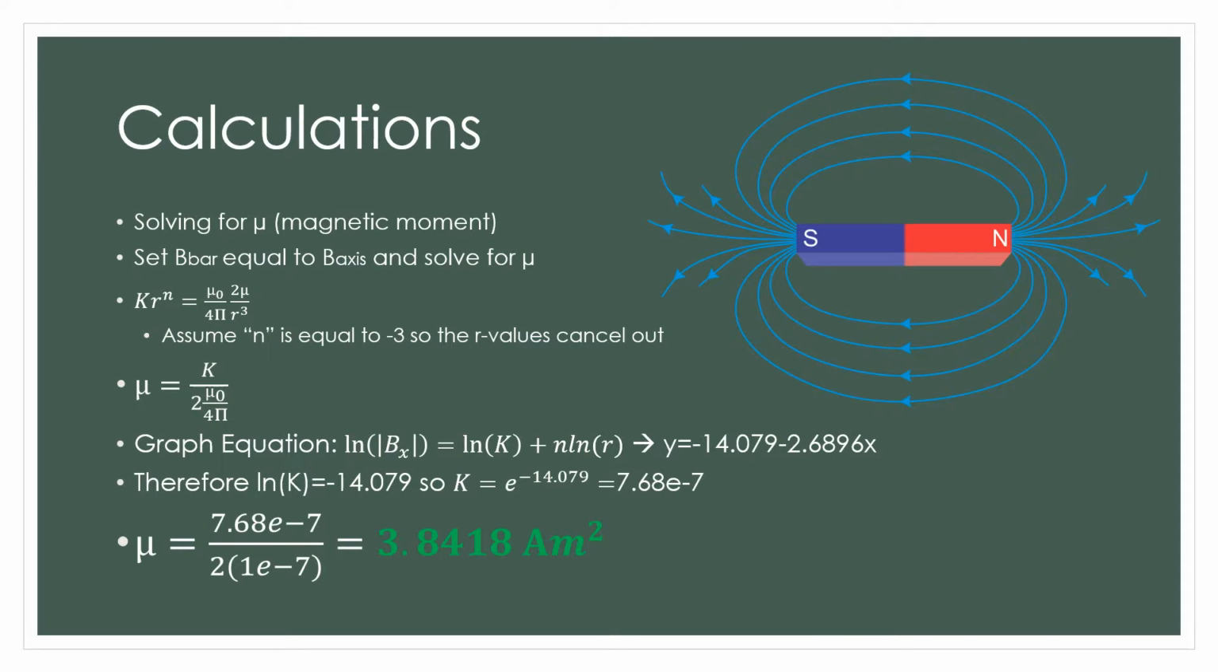An important calculation was done to find the magnetic moment. We started with the distance dependence equation and set it equal to the magnetic field equation. We then solved for mu, and we knew from the graph equation that ln of k was equal to negative 14.079, so therefore k was equal to 7.68 e to the negative 7. This allowed us to solve for mu, which came out to be 3.8418 ampere square meters.